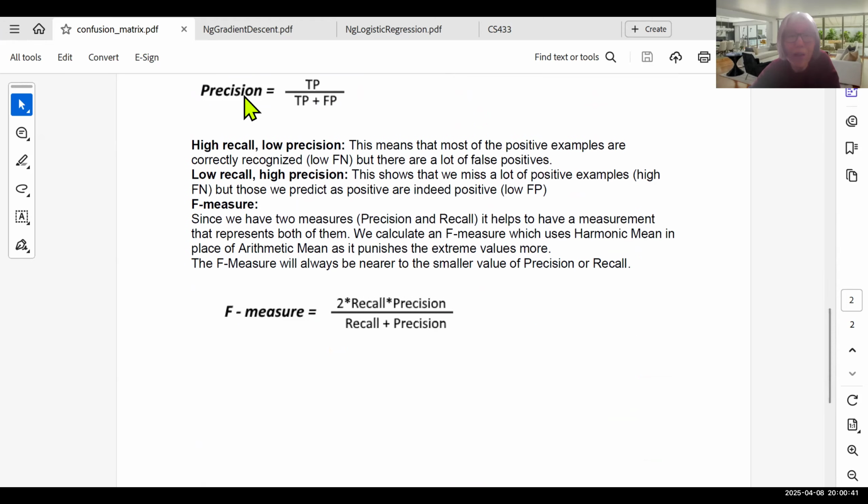And then what is the F measure? So the F measure is the recall and the precision multiplied together, then over the addition. Okay. And also the F measure is always nearer to the smaller value of the precision or recall. So it can give you more idea about the performance metrics. Okay. So this is about the confusion matrix, the classification reports, and other performance metrics.